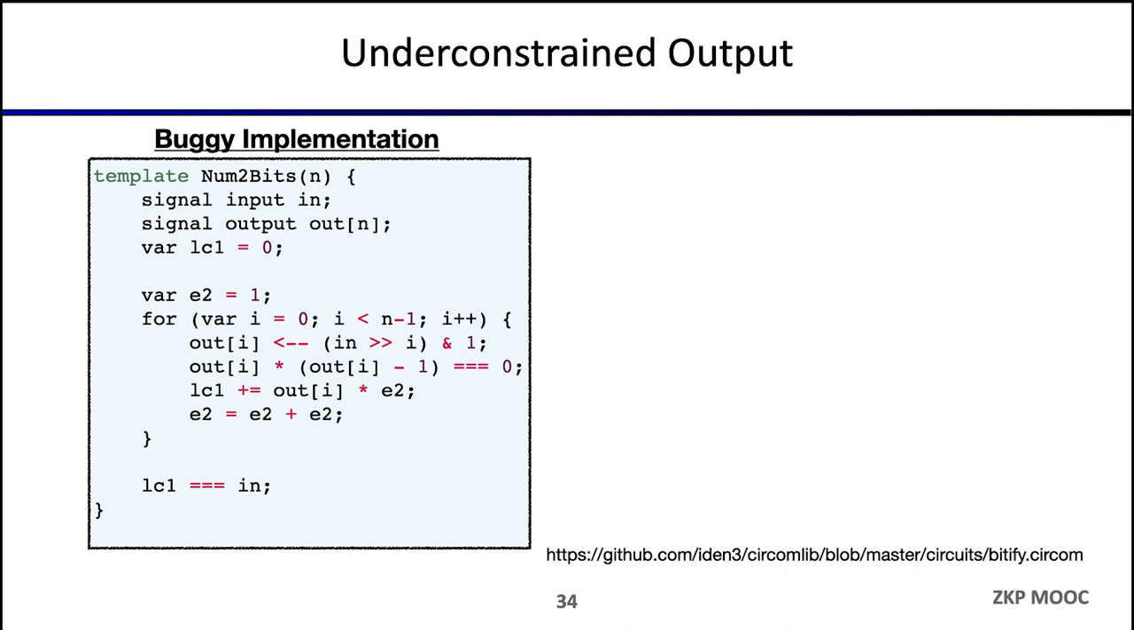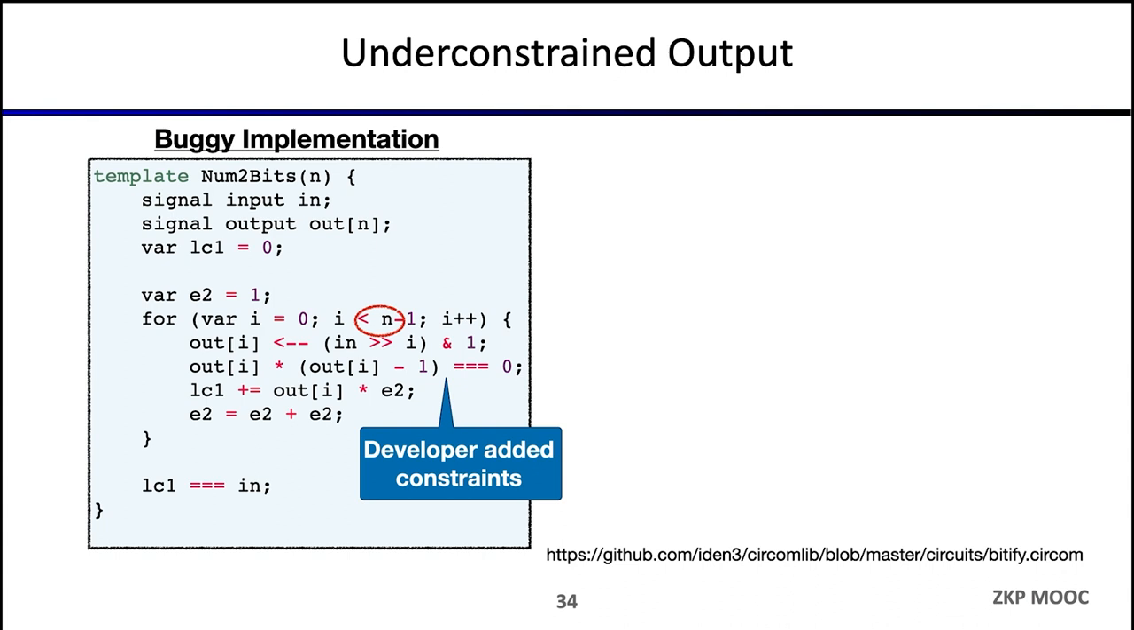One thing I want to highlight is that during the implementation of the code, the developer actually tried to use this triple equal operator to constrain the values of the output elements. What this constraint is saying is that for every element in the output array, it should either be 0 or 1, right? Everything looks good so far. However, there is a subtle off-by-one error in this implementation, in the sense that the loop body uses n minus 1 as the loop bound, but the correct version should be n.